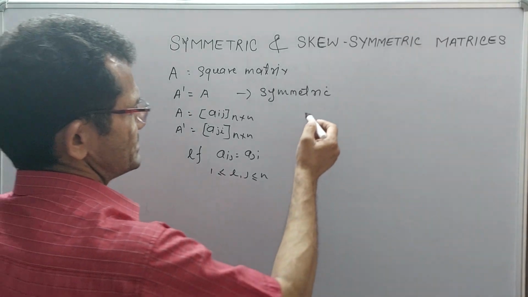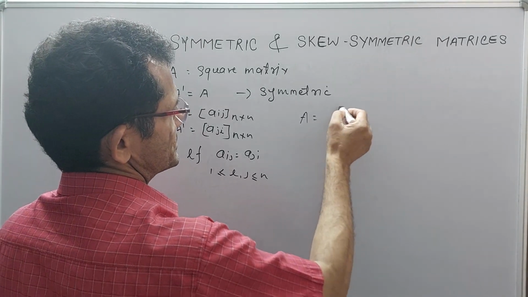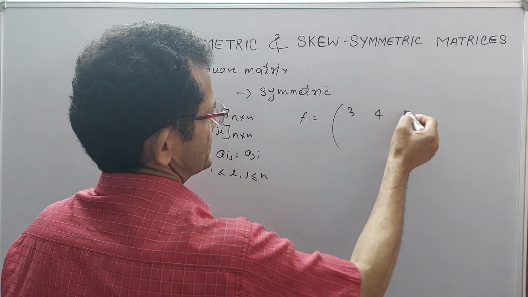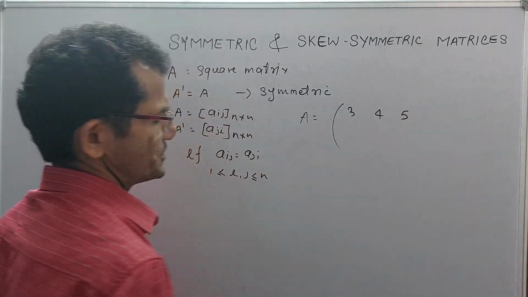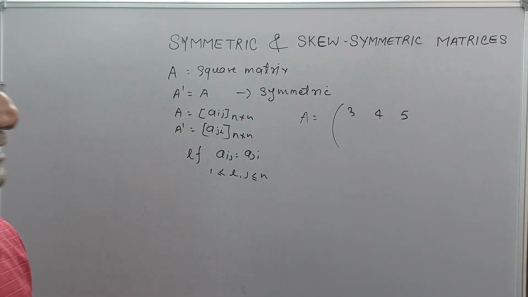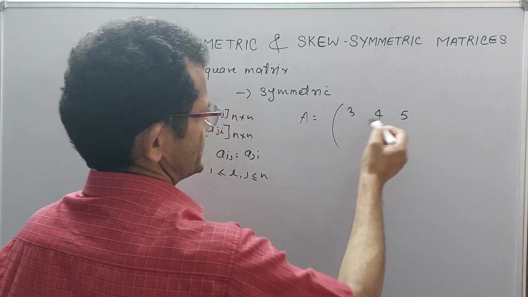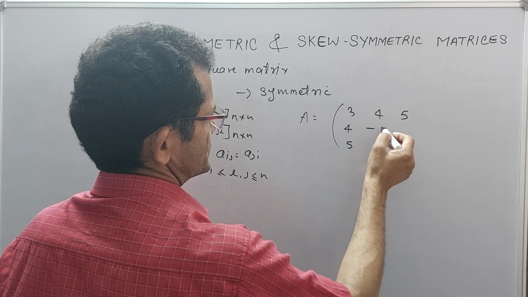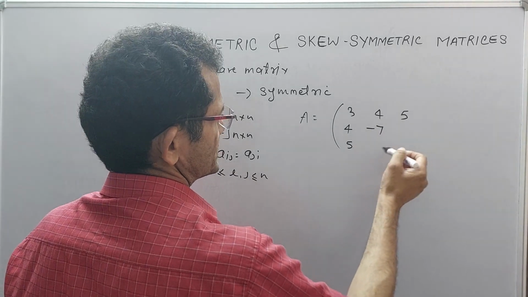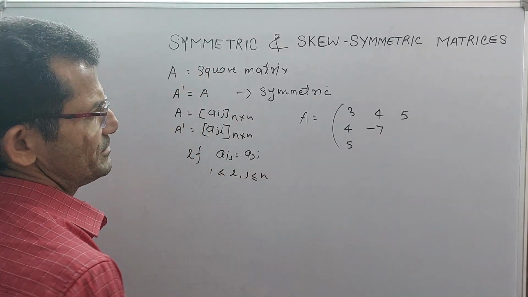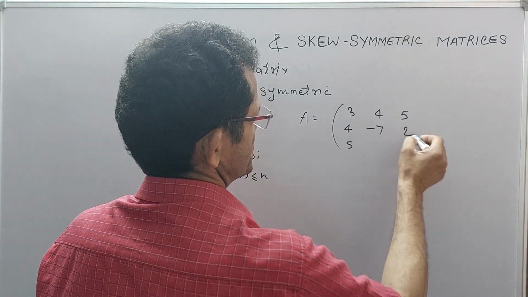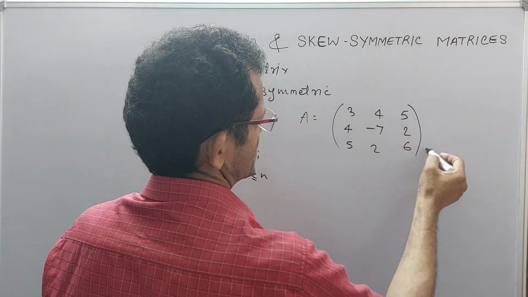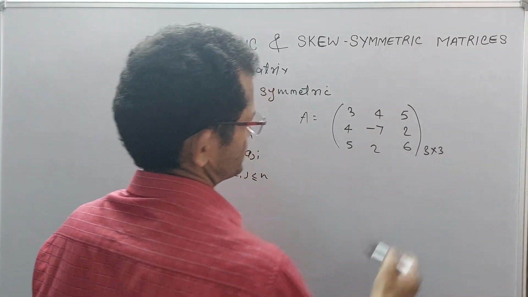Let us suppose we give one example of this matrix here. Suppose this is matrix A. So here 3, 4 and 5, this is the first row. We are doing a order 3 square matrix. So here 4 should be here and 5 should be here, and the diagonal element, let us suppose, -7, and this is 5 would be 5. So here 2, and this is again 2, and this is 6. This is a square matrix of order 3.